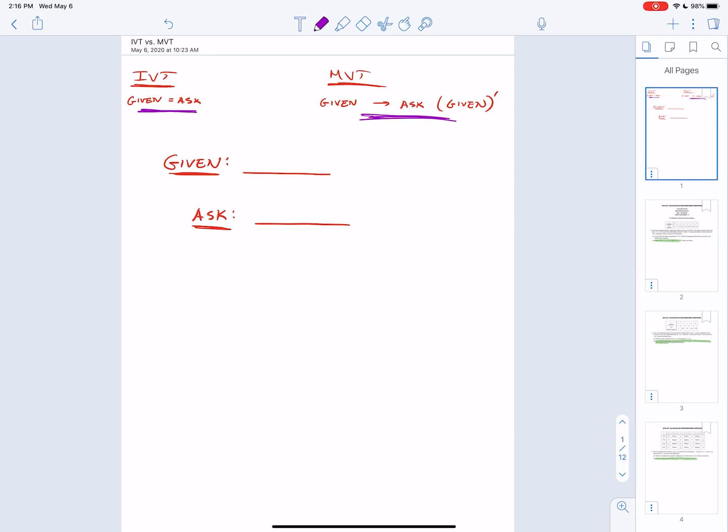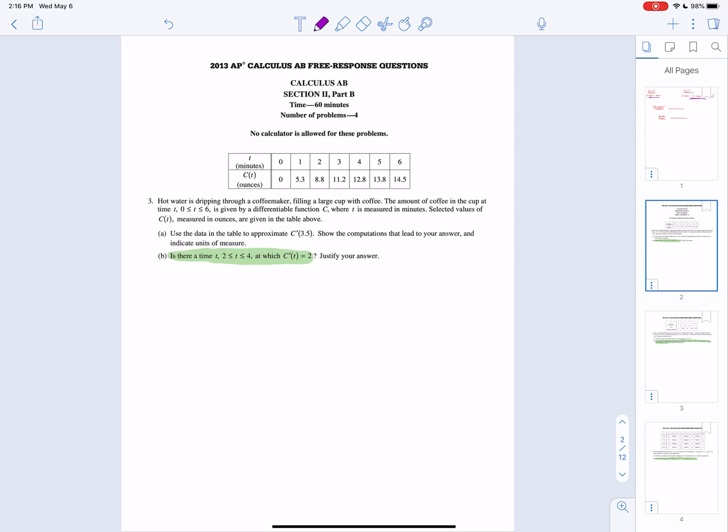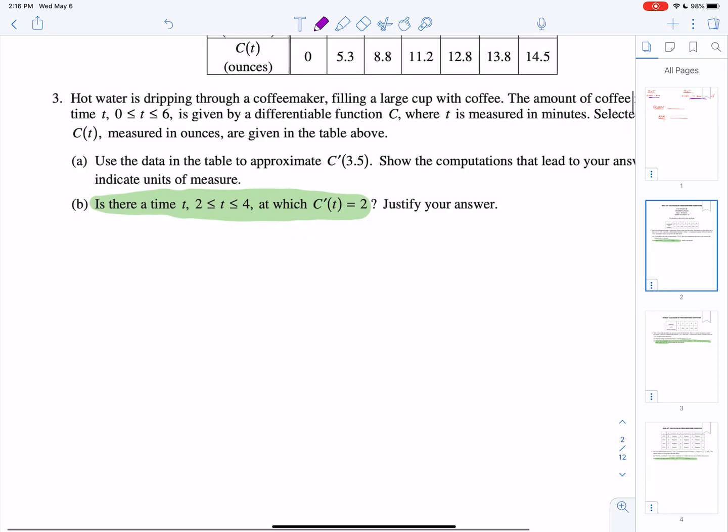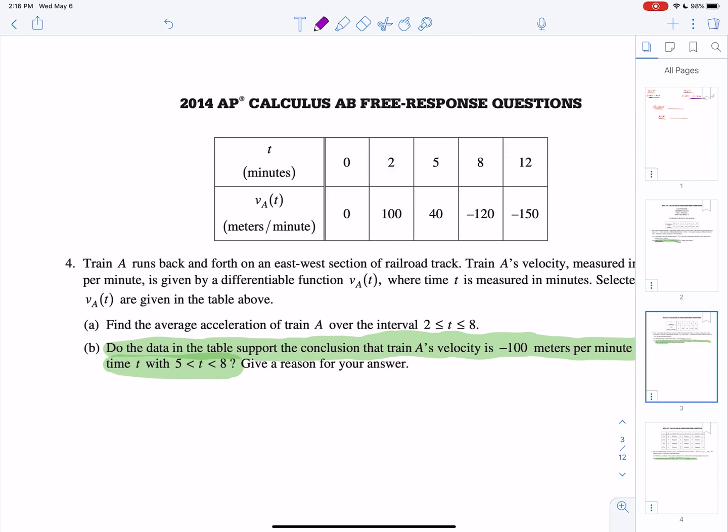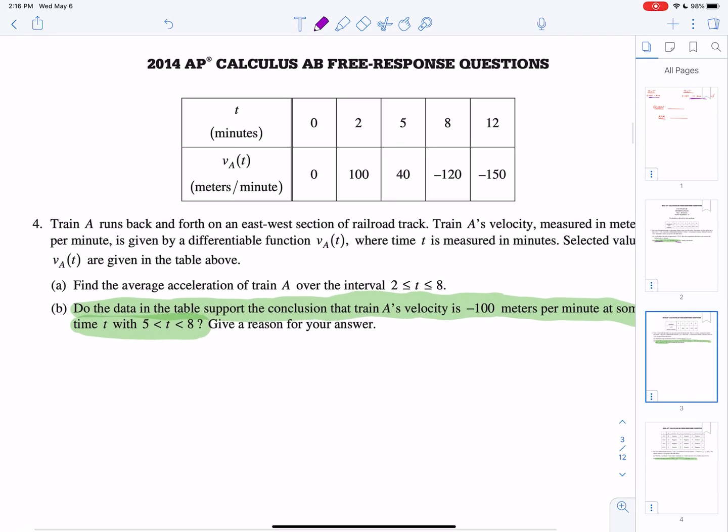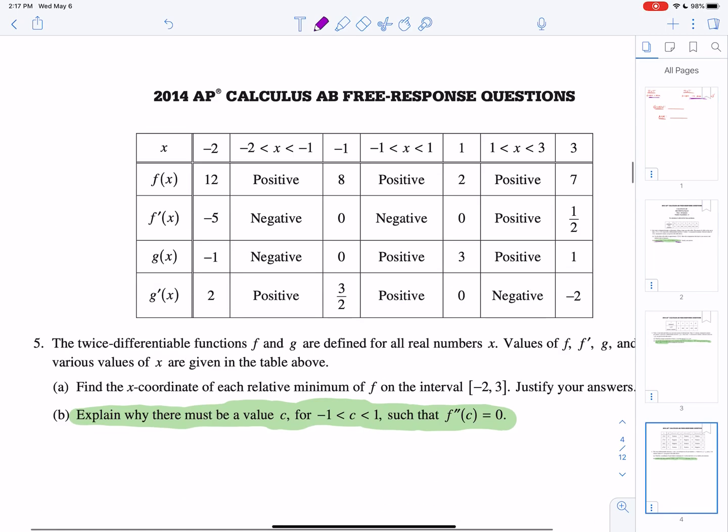So here we go. First, how do you know when to actually think about these 2 theorems? Okay, so we're just going to look at the phrasing real quick. And it's usually with a table, okay? But take a look at the highlighted questions. Is there a time where this will happen? Okay? Does the data in the table support the conclusion that this will happen? So here it doesn't say, is there a time where this exists? It already tells you that it exists. It's just explain why this must happen.